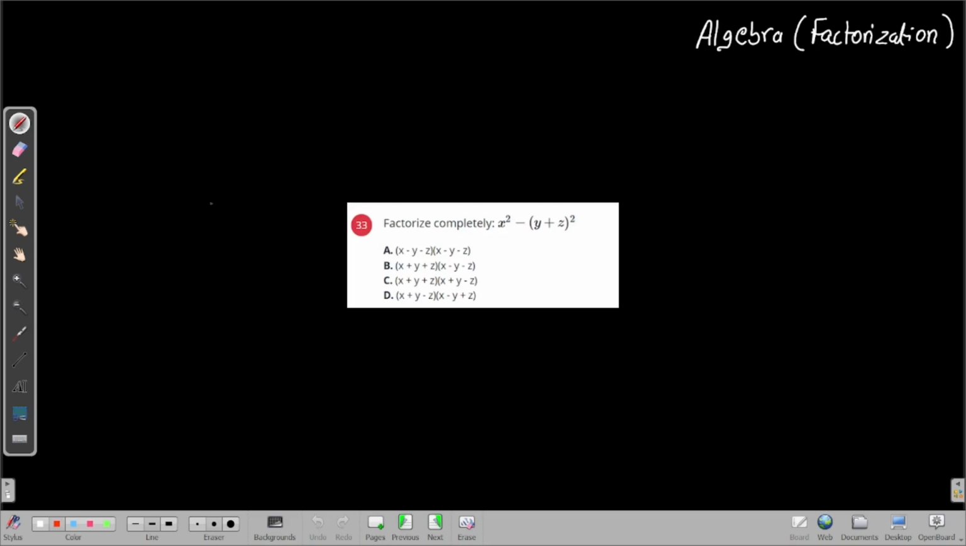Factorization. Factorize completely this and this. I'm very sure I treated difference of two squares in the first class, and this is one of its applications. These are two squares: x squared and (y plus z) squared, and this is the difference, that's the minus sign. So what's the identity for difference of two squares?